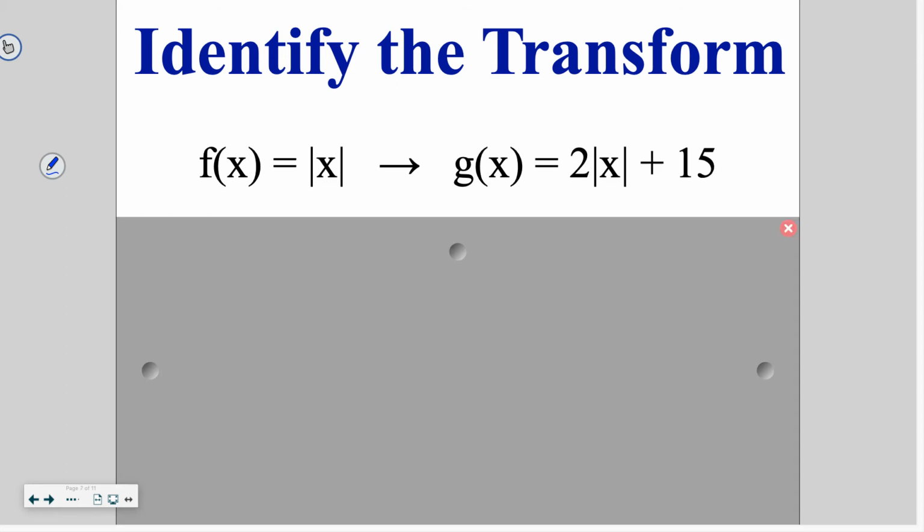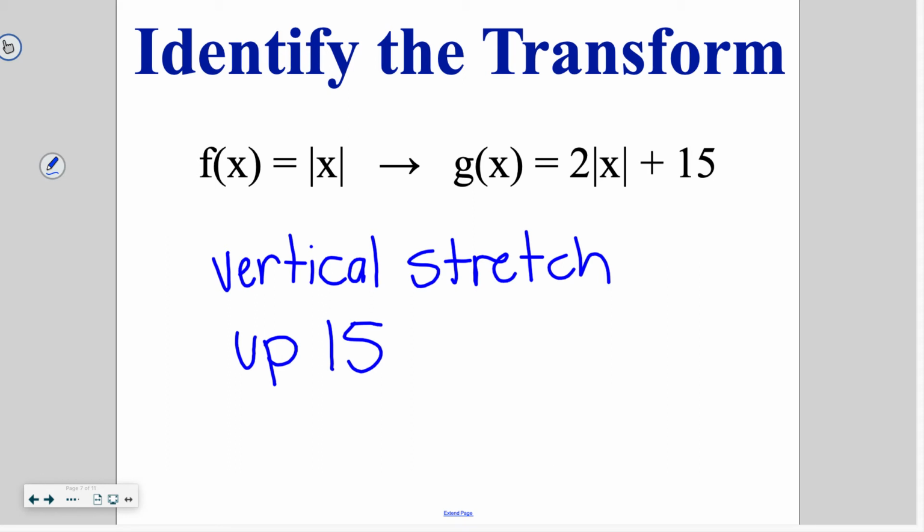Go ahead and identify the transformation of this function on your own. We've got a vertical stretch because the 2 is bigger than 1, and then we're just going up 15 units because that plus 15 is outside of the absolute value bars.